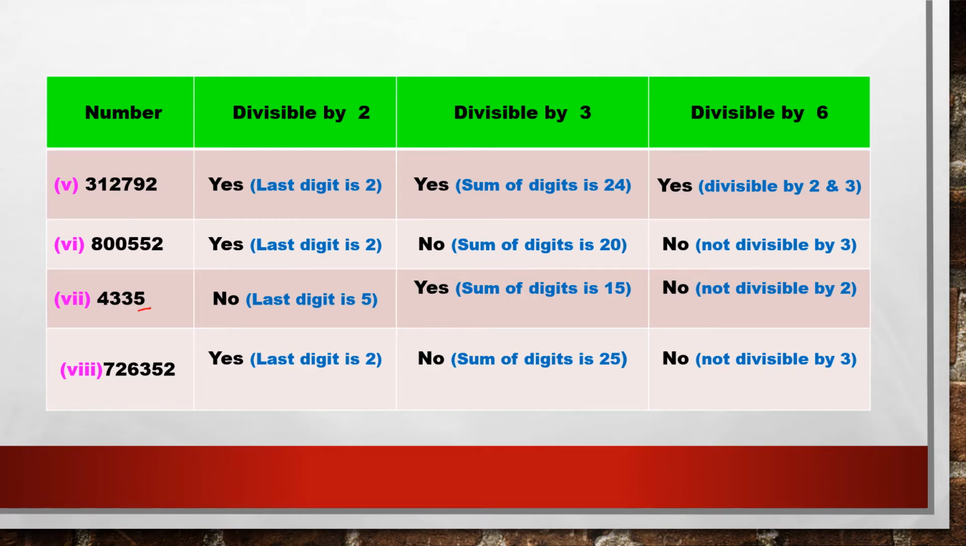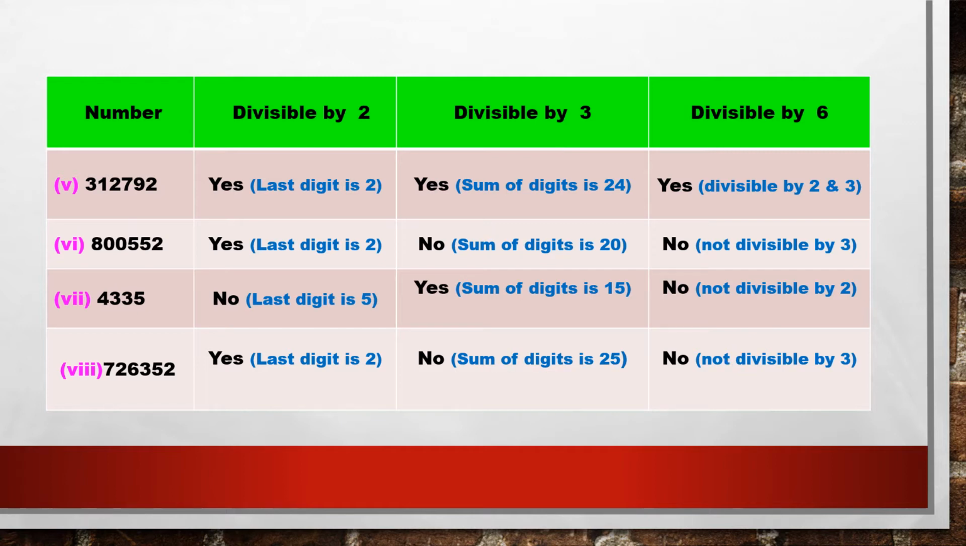Your next problem, 5. Last digit 5 means it is not divisible by 2. For 3, you should add all the digits. If you add all the digits, you get 15. 15 is divisible by 3, so it is yes, but it is not divisible by 2, so it is not divisible by 6. Here the last digit is 2, so it is divisible by 2. For 3, you should add all the digits. Here the summation of the digits is 25, which is not divisible by 3, so it is not divisible by 6 also. Okay, let us go to the next problem.